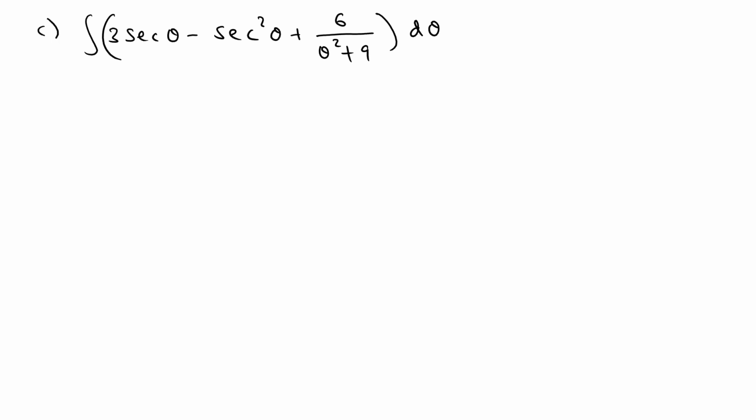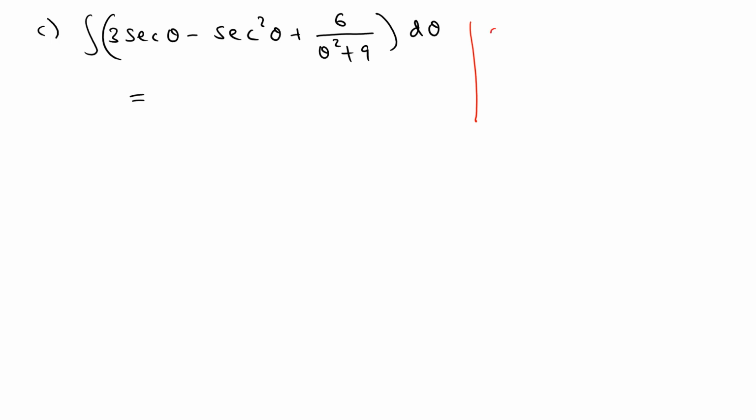In part C, what we have is 3 secant theta minus secant squared theta plus 6 divided by theta squared plus 9. What we're trying to do is identify each term with a specific form. We know that there are several formulas available. You can find those formulas in the description. Follow the common integrals link, and then you can find those common integrals that you need to remember as a calculus 2 student. I'm going to use some of them here, so I'm going to recall a few of them.